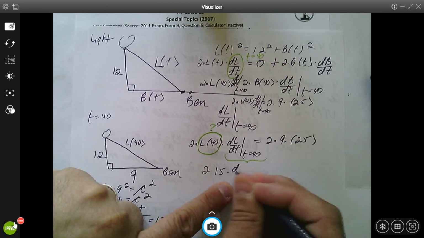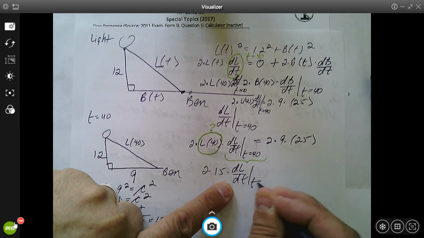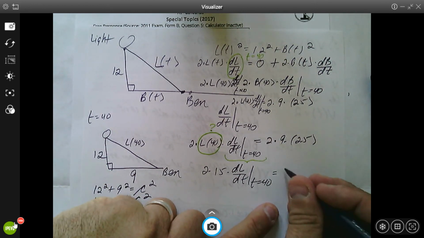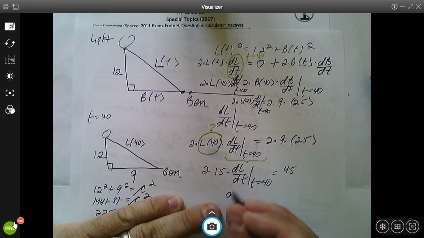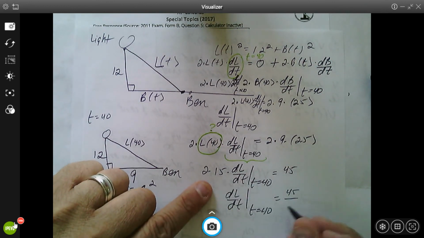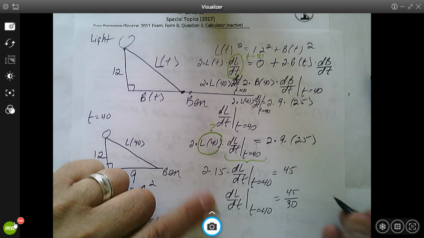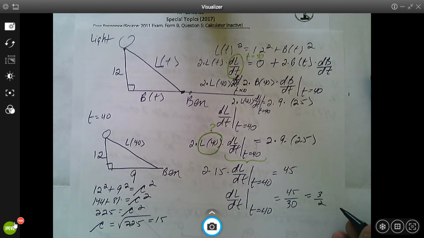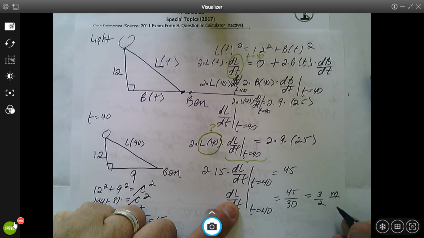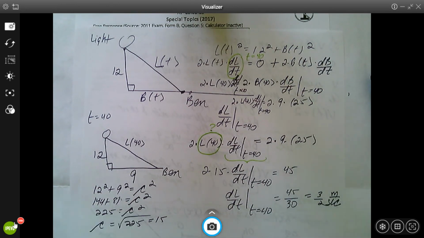So 2 times 15 times dL/dt at t equals 40 equals 2 times 9 times 2.5. If you want to multiply it out, that's 45. That means that dL/dt at t equals 40 is 45 divided by 2 times 15, which is 30. Simplify if you want to, that's going to be 3/2. What are the units? L, that's the distance between Ben and the light, is in meters, divided by t, the time, in seconds.